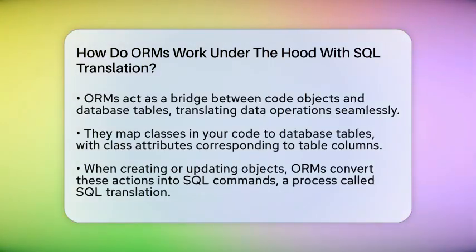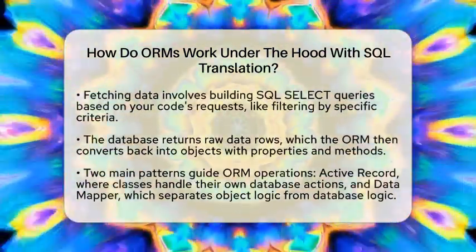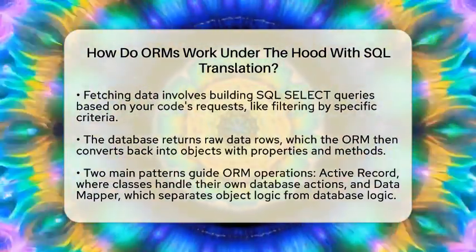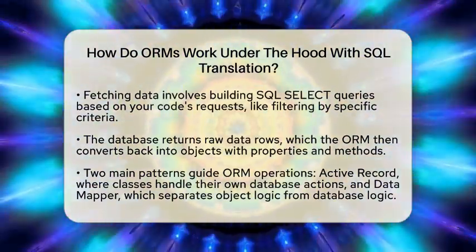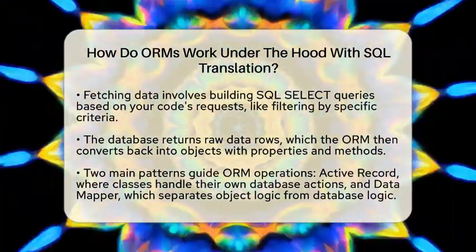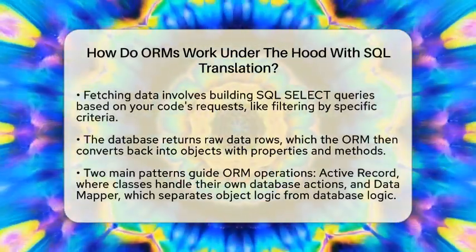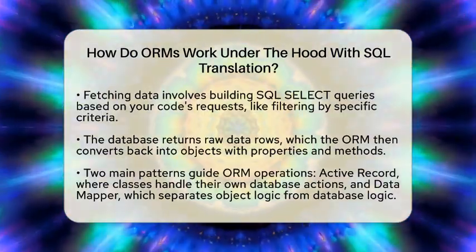When you ask the ORM to fetch data, it builds a SQL select statement based on your query. For example, if you want all users with a certain age, the ORM converts that into a select query with a where clause. Once the database runs the query, it returns raw data in rows. The ORM then takes these rows and turns them back into objects in your code, complete with properties and methods.